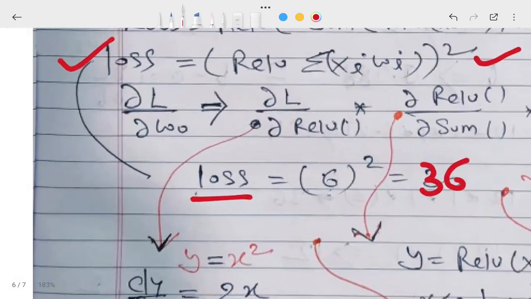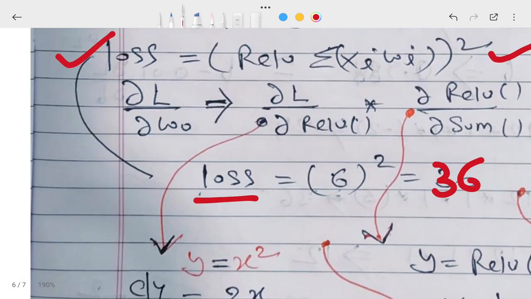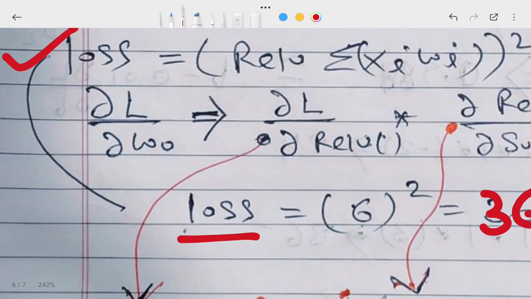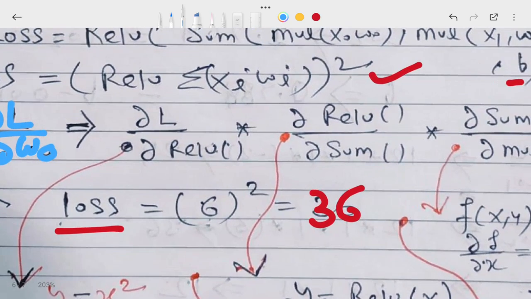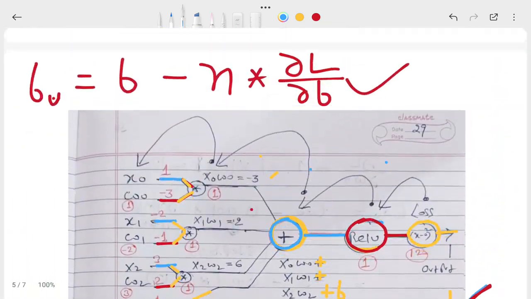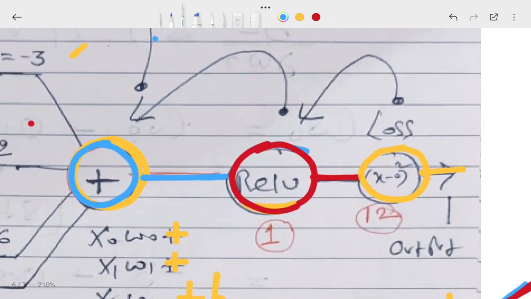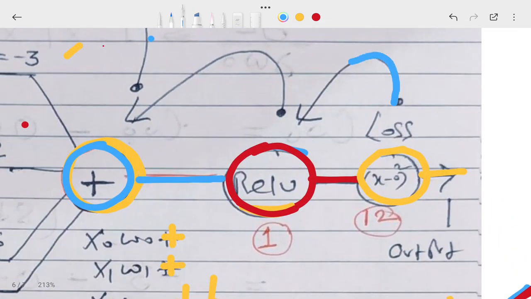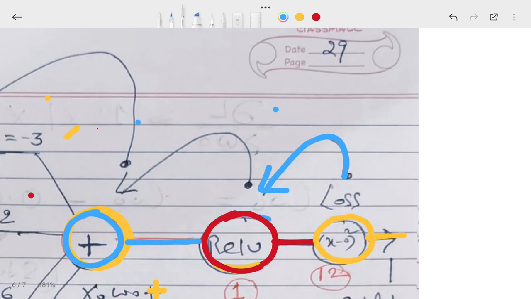Now if you want to update only w0, I will write del L upon del w0. So what will I write? Del L upon del ReLU. Why? You can see, before the loss, ReLU is there. Actually this is working like this. I will show you the mathematical notation.